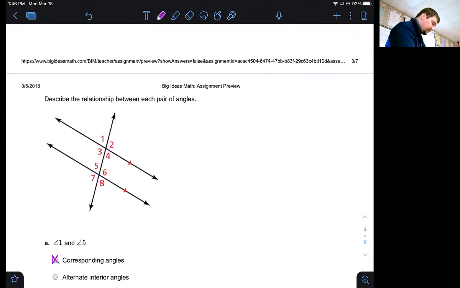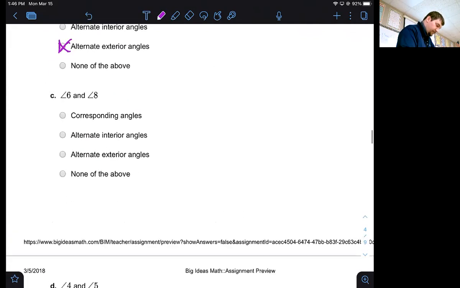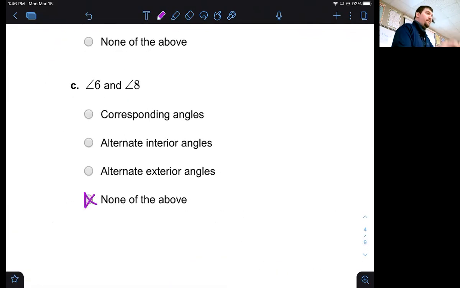6 and 8. No special relationship there other than they would add to 180, so they are supplementary. So I guess we're going to put none of the above, but just put supplementary off to the side because that's what they really are. There isn't going to be an option on the quiz tomorrow that says none of the above. You'll have to choose supplementary if they're not equal. Now, can supplementary angles still be equal? Yes, if they are both 90. If you have two perpendicular lines, then all of your angles measure 90. So the supplementary ones are also congruent, but normally not the case.